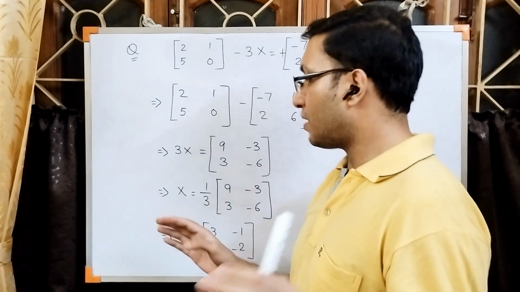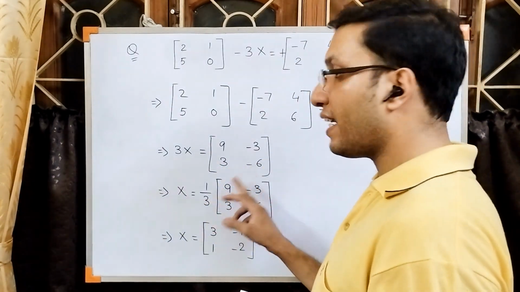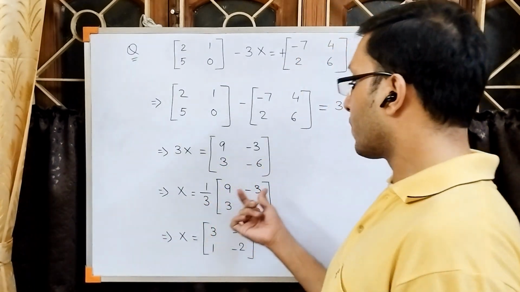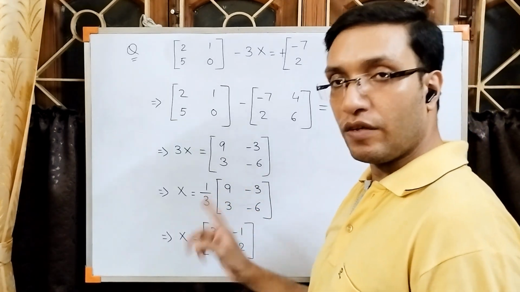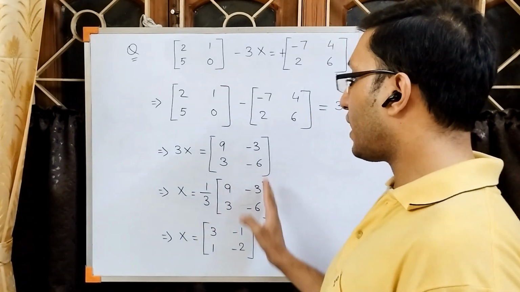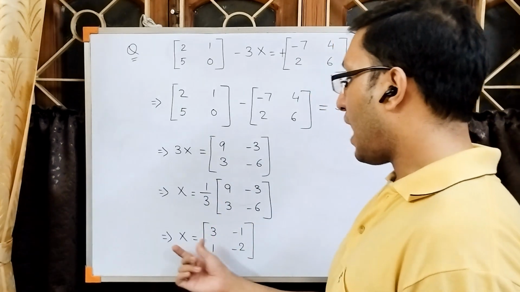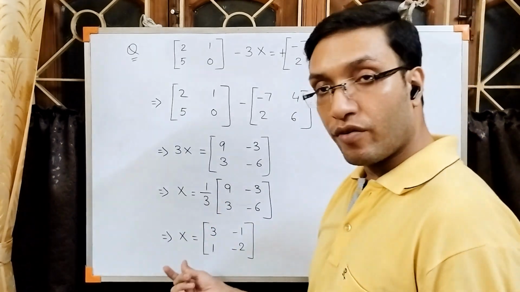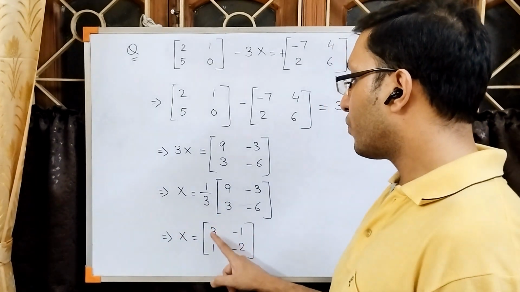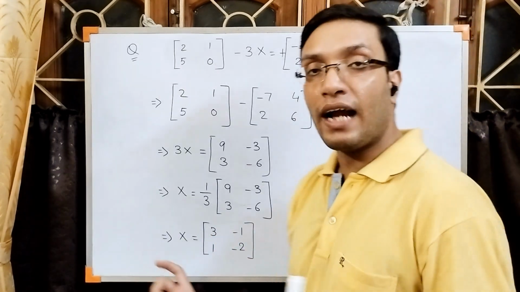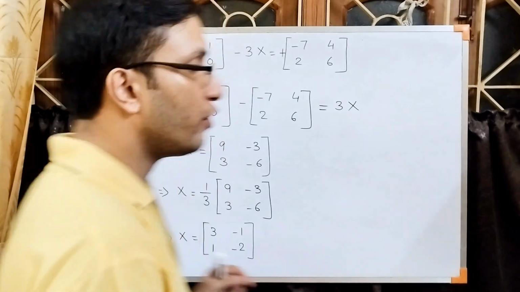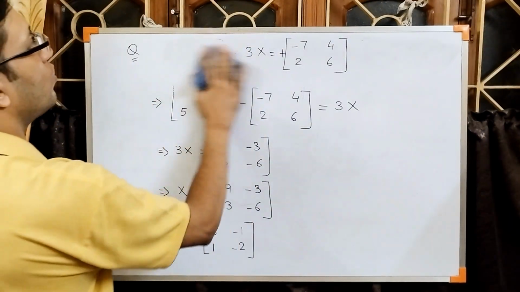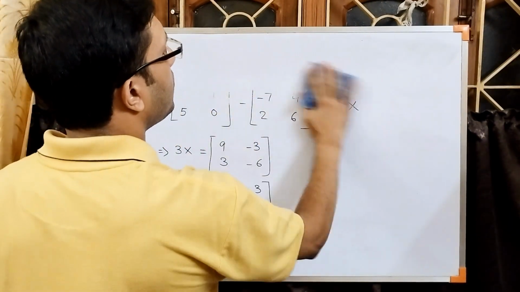So if you want to further simplify, that means we have divided all these individual elements present in this matrix by this 3. We have divided all the individual elements by 3, and therefore the resultant matrix, the value of x, is 3, minus 1, 1 and minus 2. I hope this sum is clear to all of you. Let us move on to another sum.